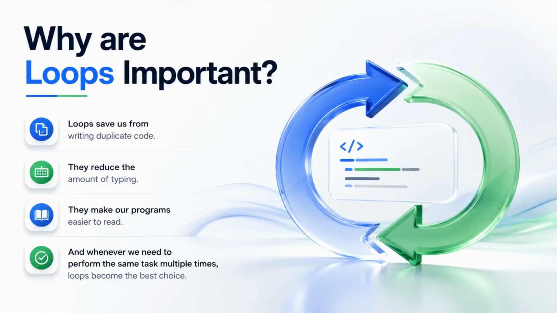So next, why are loops important? Loops save us from writing duplicate code. They reduce the amount of typing; a lot of lines you don't need to write in your program. It also makes our program easier to read. And whenever we need to perform the same task multiple times, loops become the best choice. That's why loops are important in our programming.